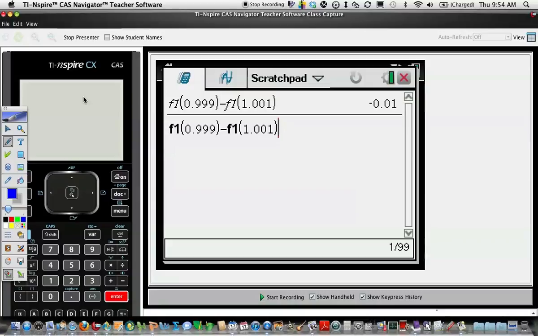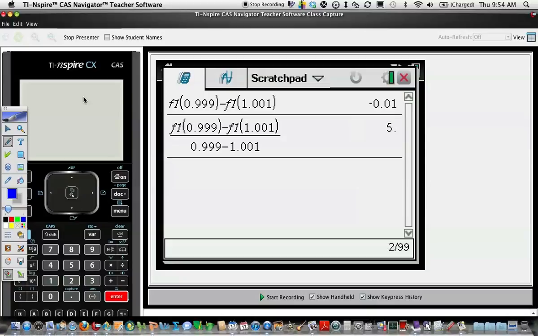Grab that, and actually you could just grab that answer, that'd be fine. Or you can hit a right parenthesis right now. Go to the parentheses, and then divide. And then we could go 0.999 minus 1.001, right? And hit enter.